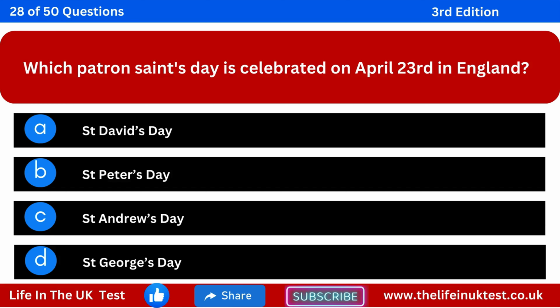Which patron saint's day is celebrated on April 23rd in England? Option A, St. David's Day. Option B, St. Peter's Day. Option C, St. Andrew's Day. Option D, St. George's Day.